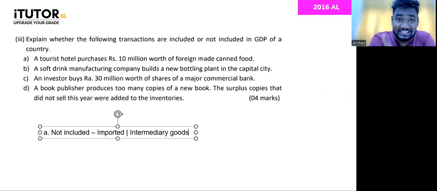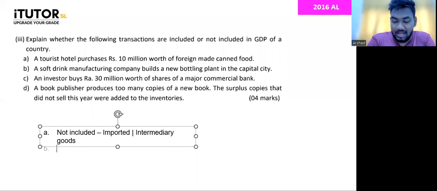You can either say this is imported, right, outside the geographical boundary, therefore not included, or you can say these are intermediary goods. If possible, give both. That would make your answer look nice. Then we'll go into part B.